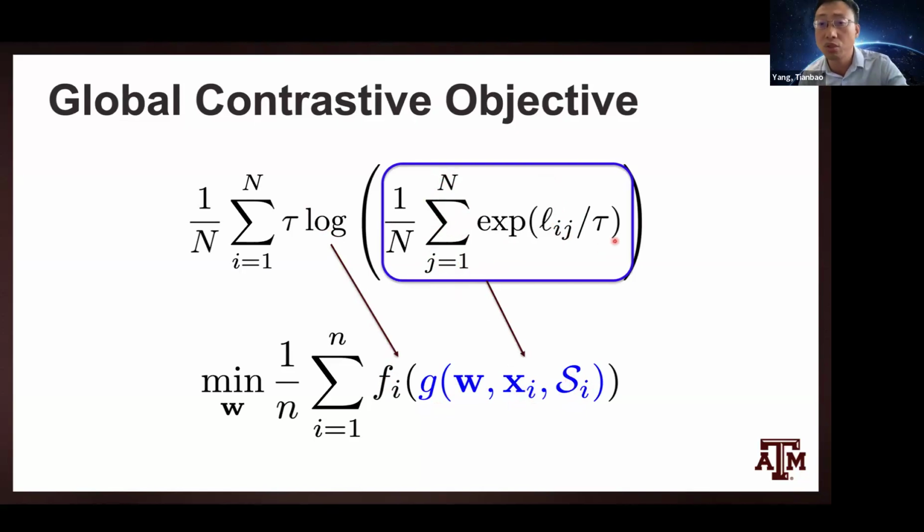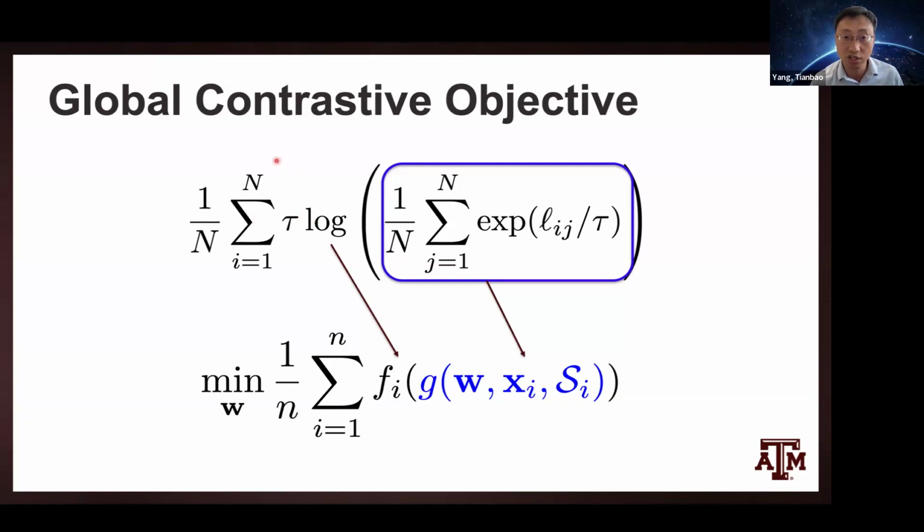So the global contrastive objective is X risk. Okay, how do we solve this? The challenge is that how do we compute a gradient for this objective using mini batch? We don't want to go through all the data. We cannot do that.